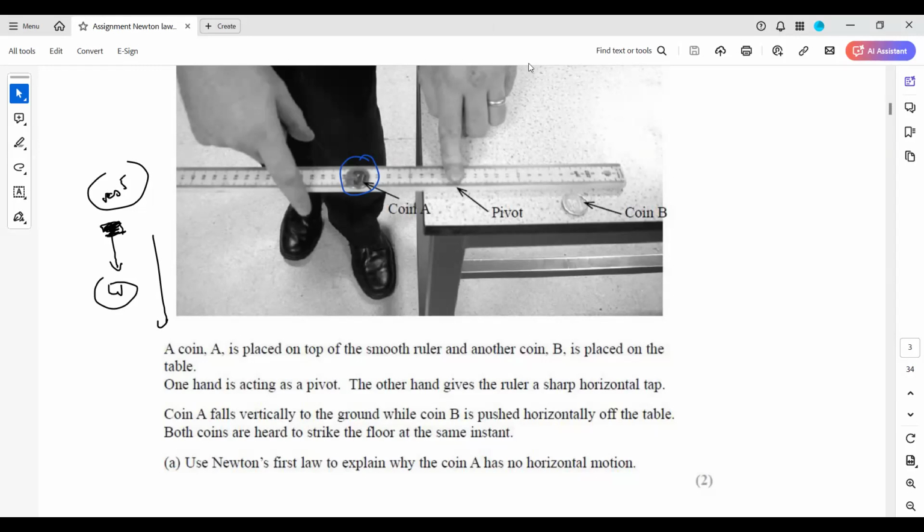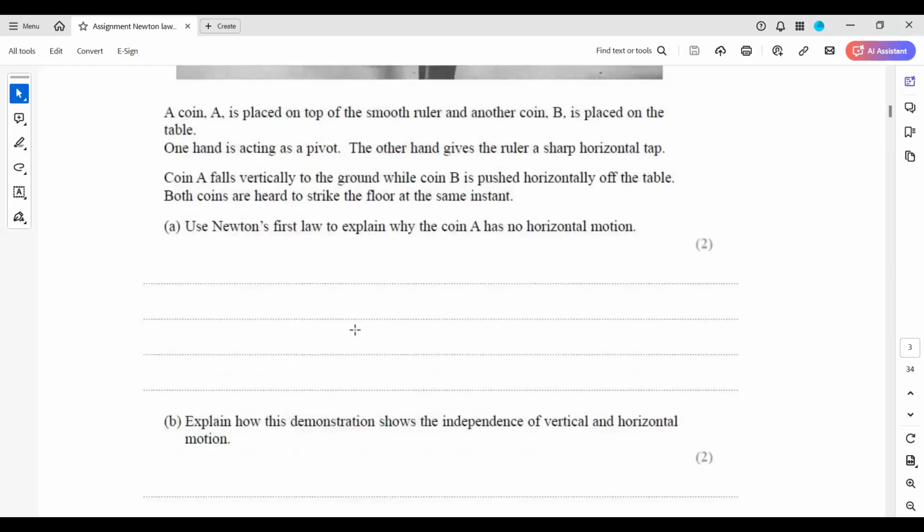Is it clear, this question about the motion of coin A? Yes, sir.